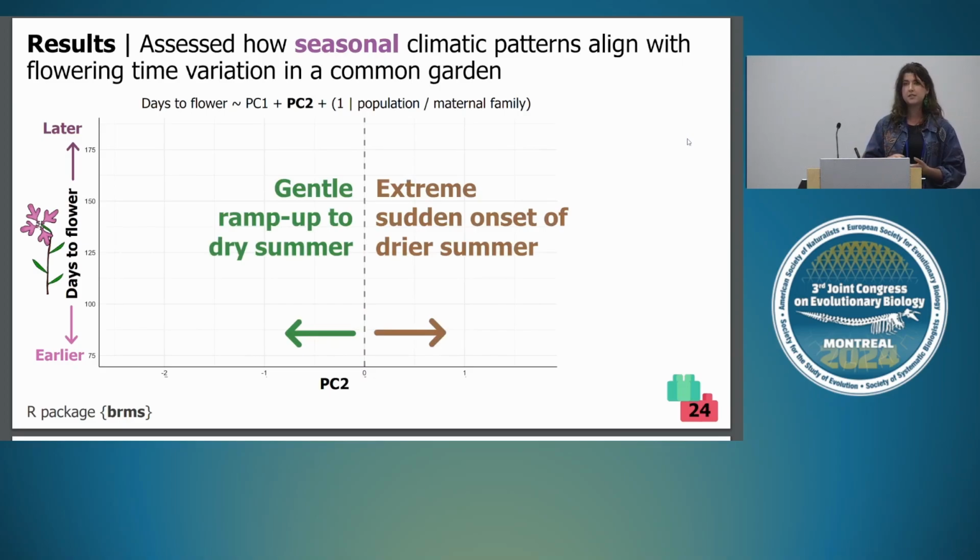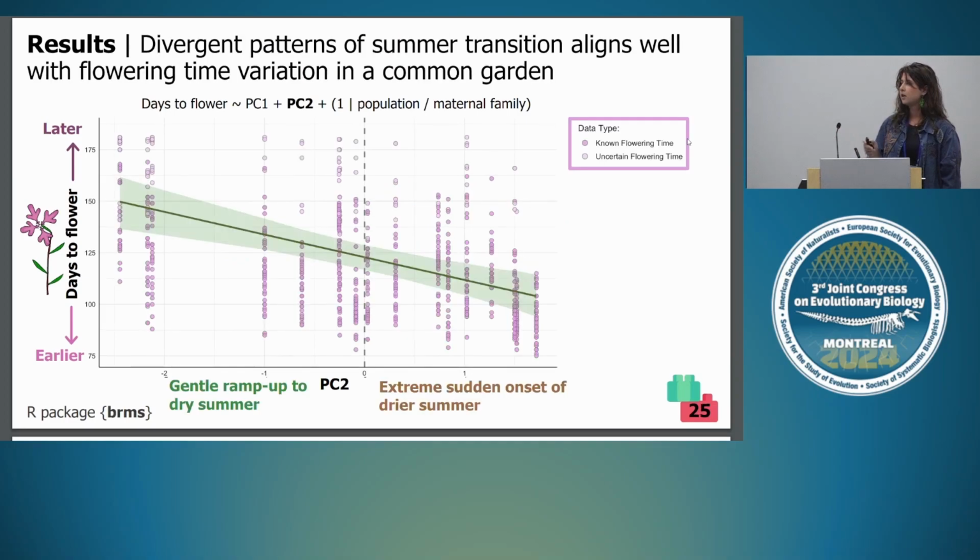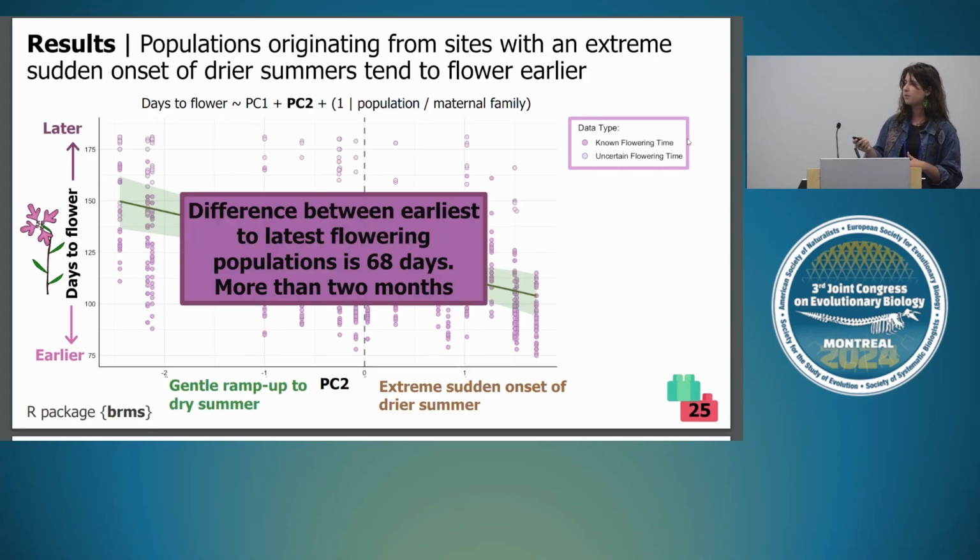Let's do the same thing with PC2, which, just to remind y'all, populations closer to me have an extreme sudden onset of a drier summer, while populations further away from me have this gentle ramp up to a dry summer. So when we do this, we do find that there is some explanation. So basically, the divergent patterns of the summer transition is explaining the flowering time. And we're seeing that populations that originate from sites that have a gentle ramp up are flowering later, and populations from a more extreme and sudden onset are flowering earlier. And again, this difference that we're seeing, at least in the greenhouse, is a difference of 68 days, or more than 2 months.